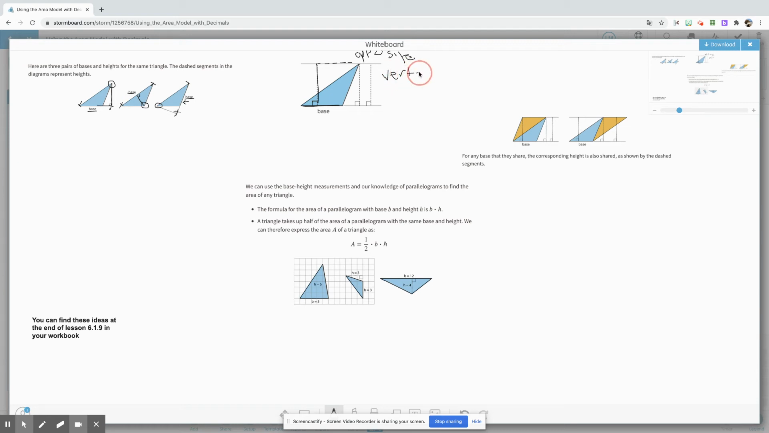So remember, if you're drawing a height that's outside of the shape, you're going to want to make sure it goes up to the opposite vertex. I hope you're hearing that in your dreams.